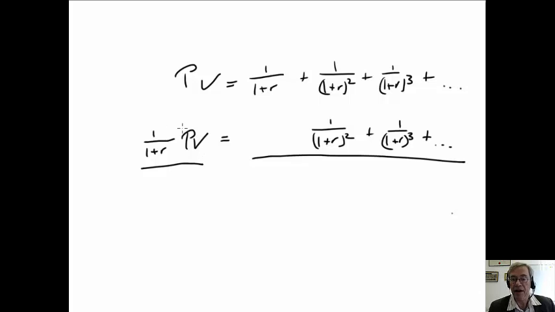the left-hand side of the formula is 1 over 1 plus R times the present value, and the right-hand side of the formula is 1 over 1 plus R times 1 over 1 plus R, which is 1 over (1 plus R) squared, plus the second term 1 over (1 plus R) squared times 1 over 1 plus R, which is equal to 1 over (1 plus R) cubed, and so on for all of the terms ad infinitum. Then we have a series that can be subtracted.